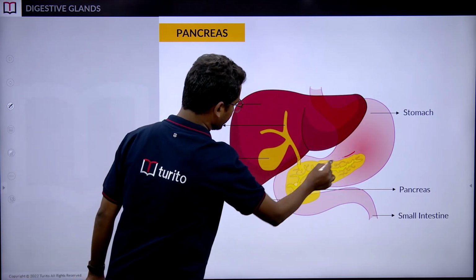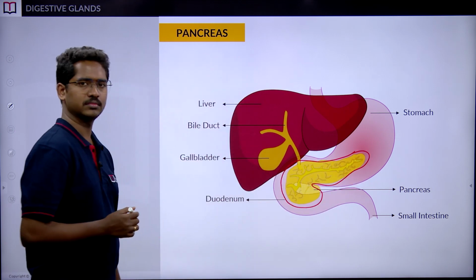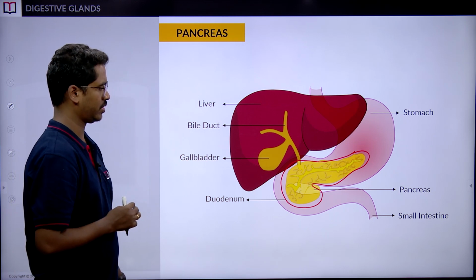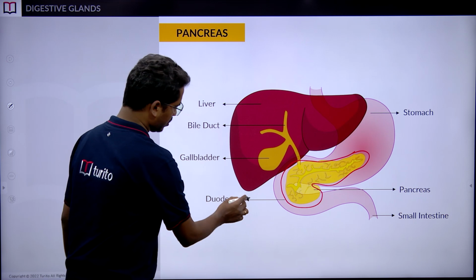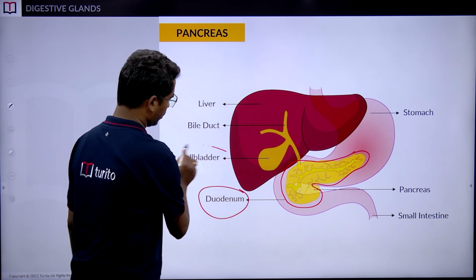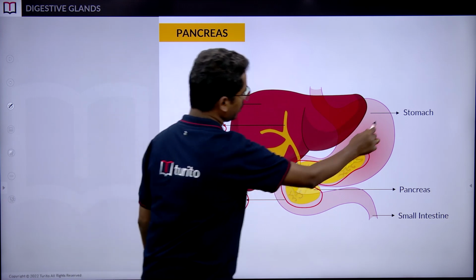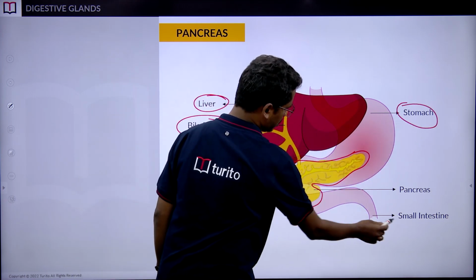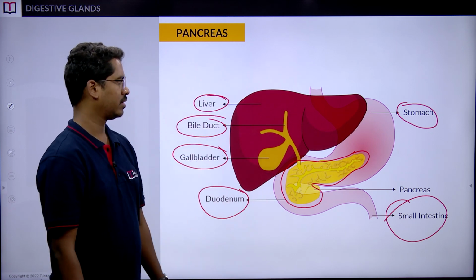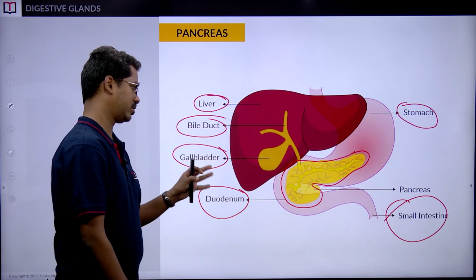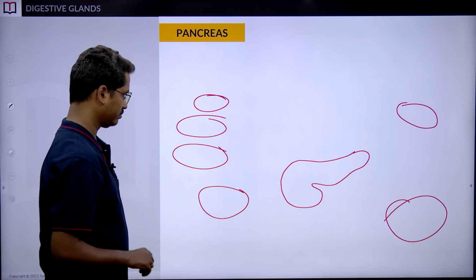As I mentioned earlier, this is what the pancreas would look like. That is the structure of the pancreas, and that is how it looks. There are other parts, as you can see: the duodenum is available, we have seen the gallbladder, the bile duct, the liver, the stomach and the small intestine. So, these are the parts in short. I just wanted you to see the pancreas.